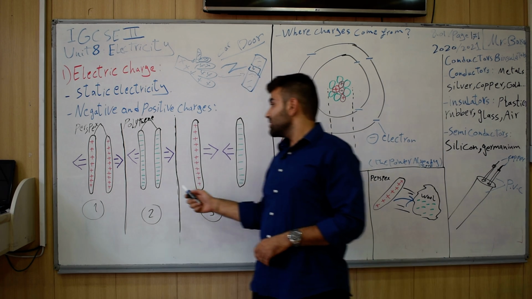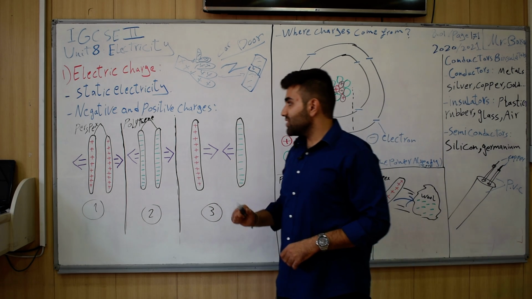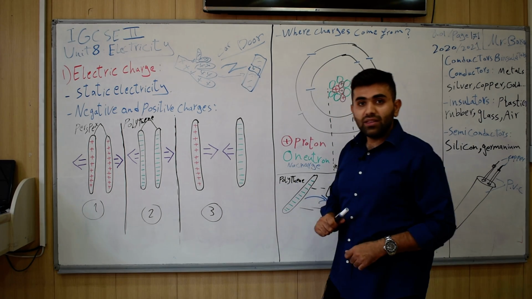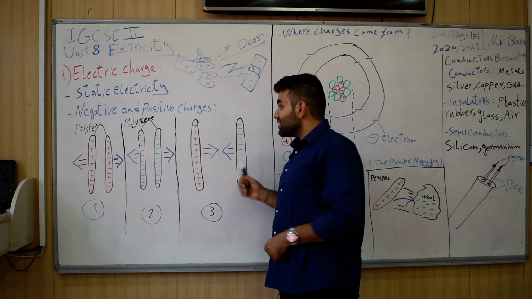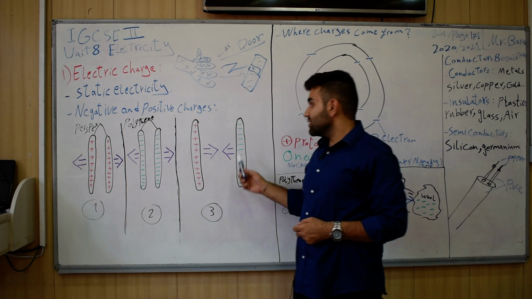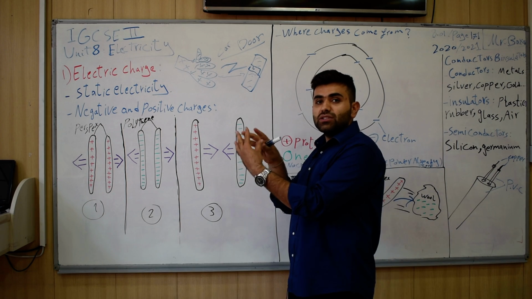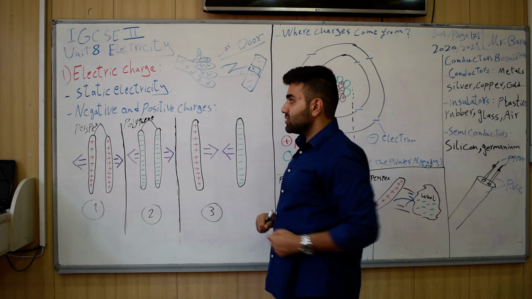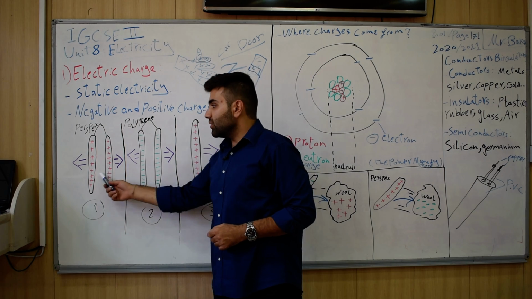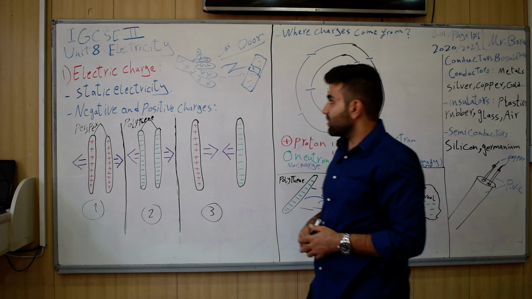But if we bring one perspex bar charged with positive charges and one polythene bar charged with negative charges, we find they come closer to each other. The reason is that any two different types of charges attract each other, coming closer, and any two that are the same go far from each other, or move away from each other.